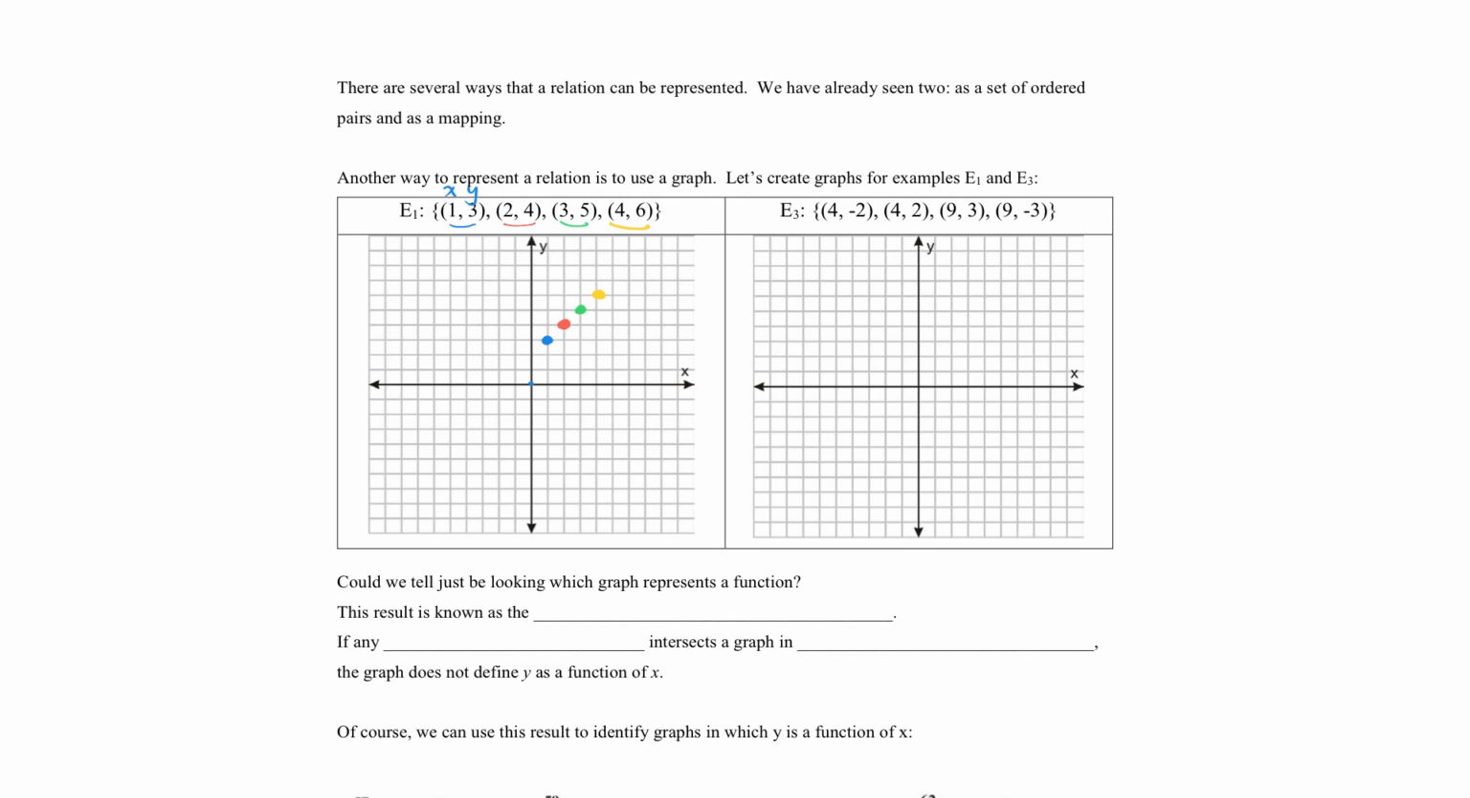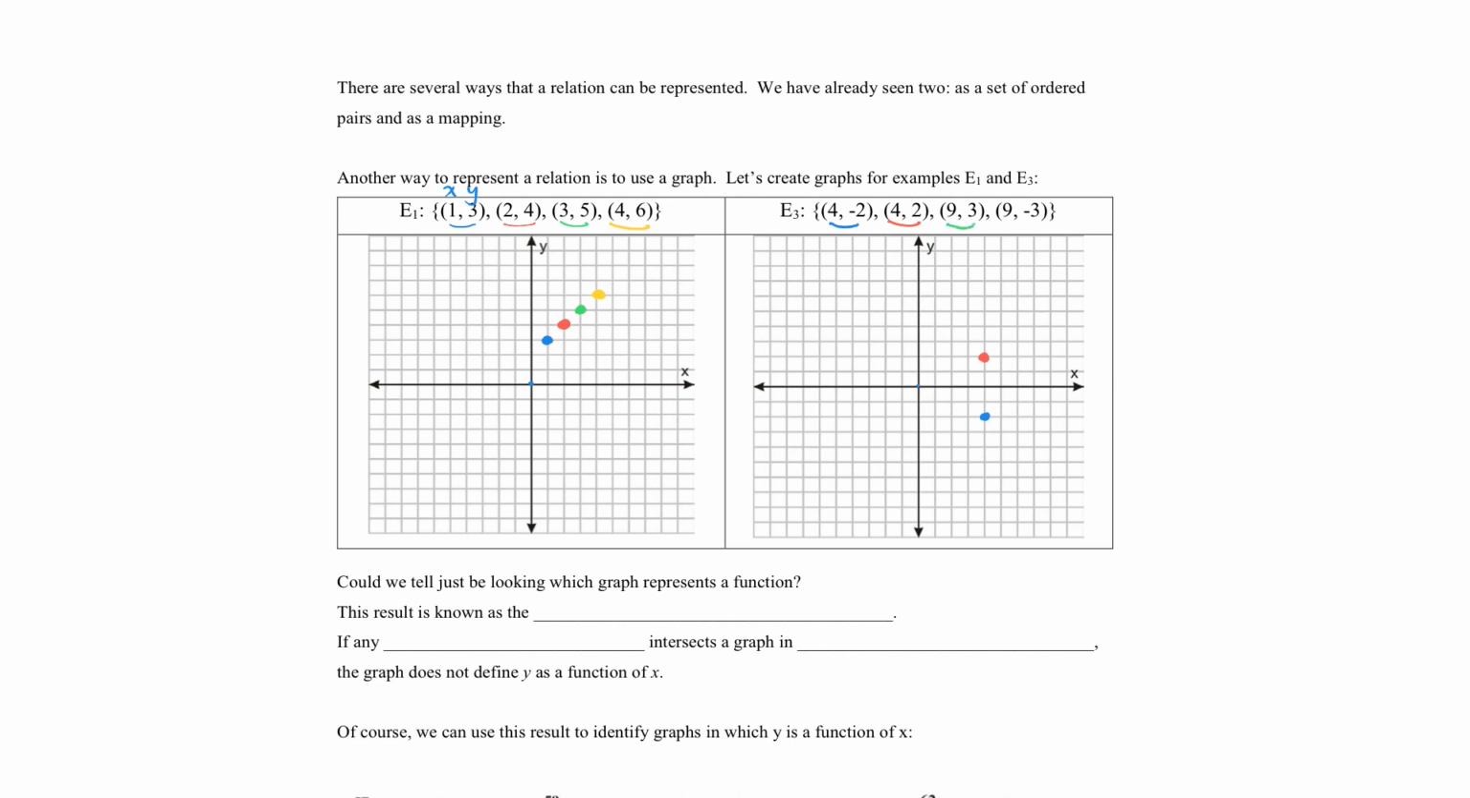Now I'm going to come over and do the same thing for example 3, and we're going to see what we notice. So for 4, -2, I'm going to start at the origin, 0, 0, go over 4 in the positive x direction, and -2, so down 2 in the negative y direction. And then I'm going to start at the origin and plot 4, +2. So I'm going to go over 4 in the positive x direction and up 2 in the positive y direction.